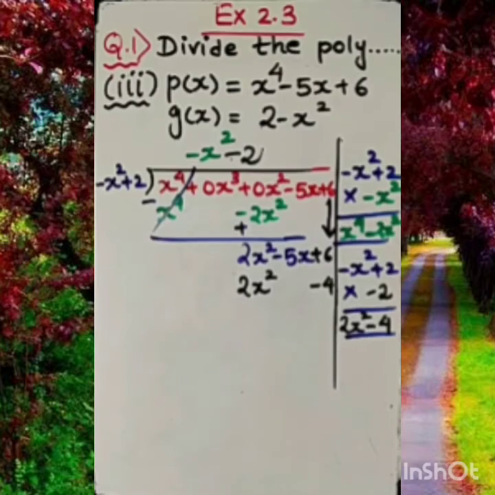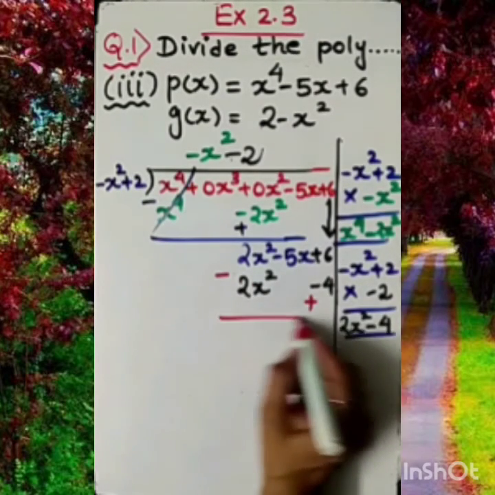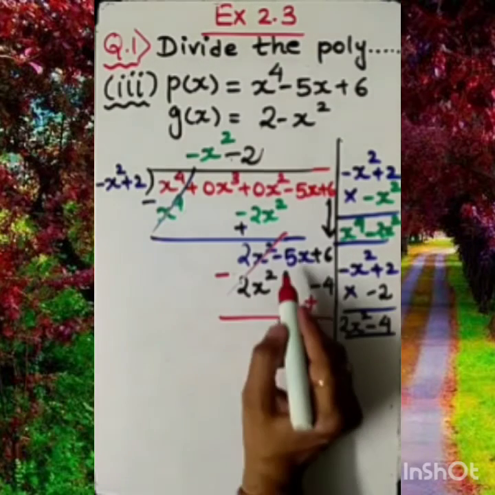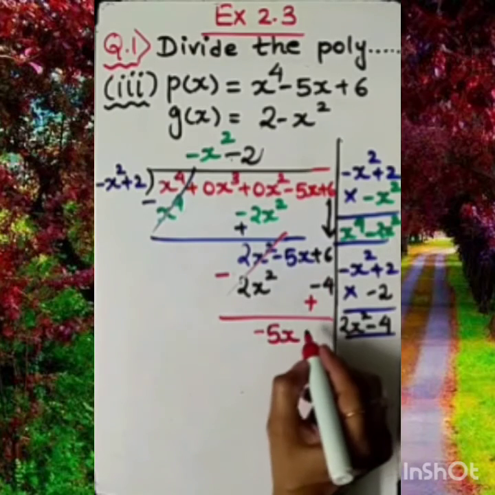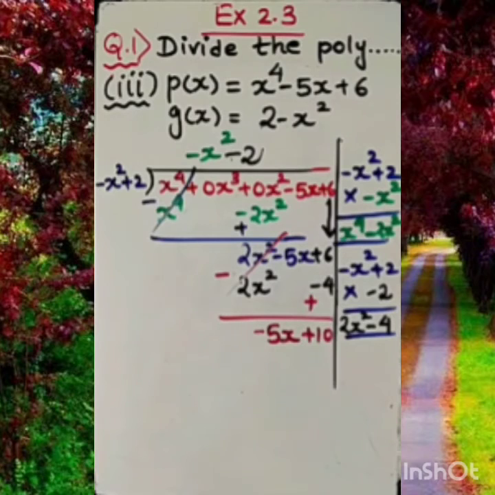As we know, we need to change the sign. So this minus will become plus. This will be cancelled. What is left with us? Minus 5x plus 6 plus 4, that is plus 10.